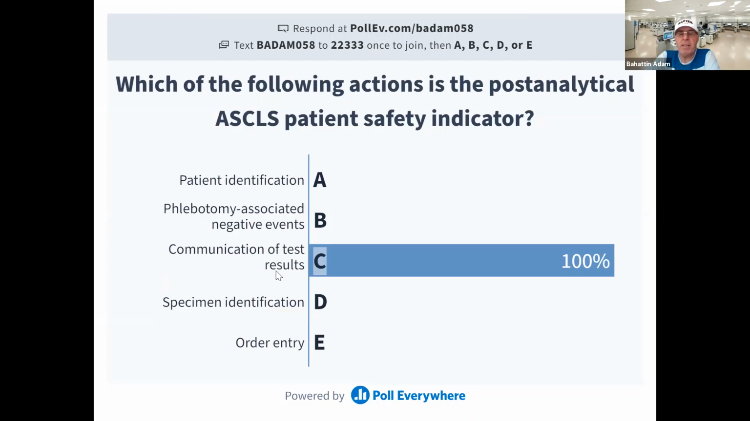Communication of the test result is the correct answer. Good job. As you see, it's not hard. You can do that. Yes, you can.